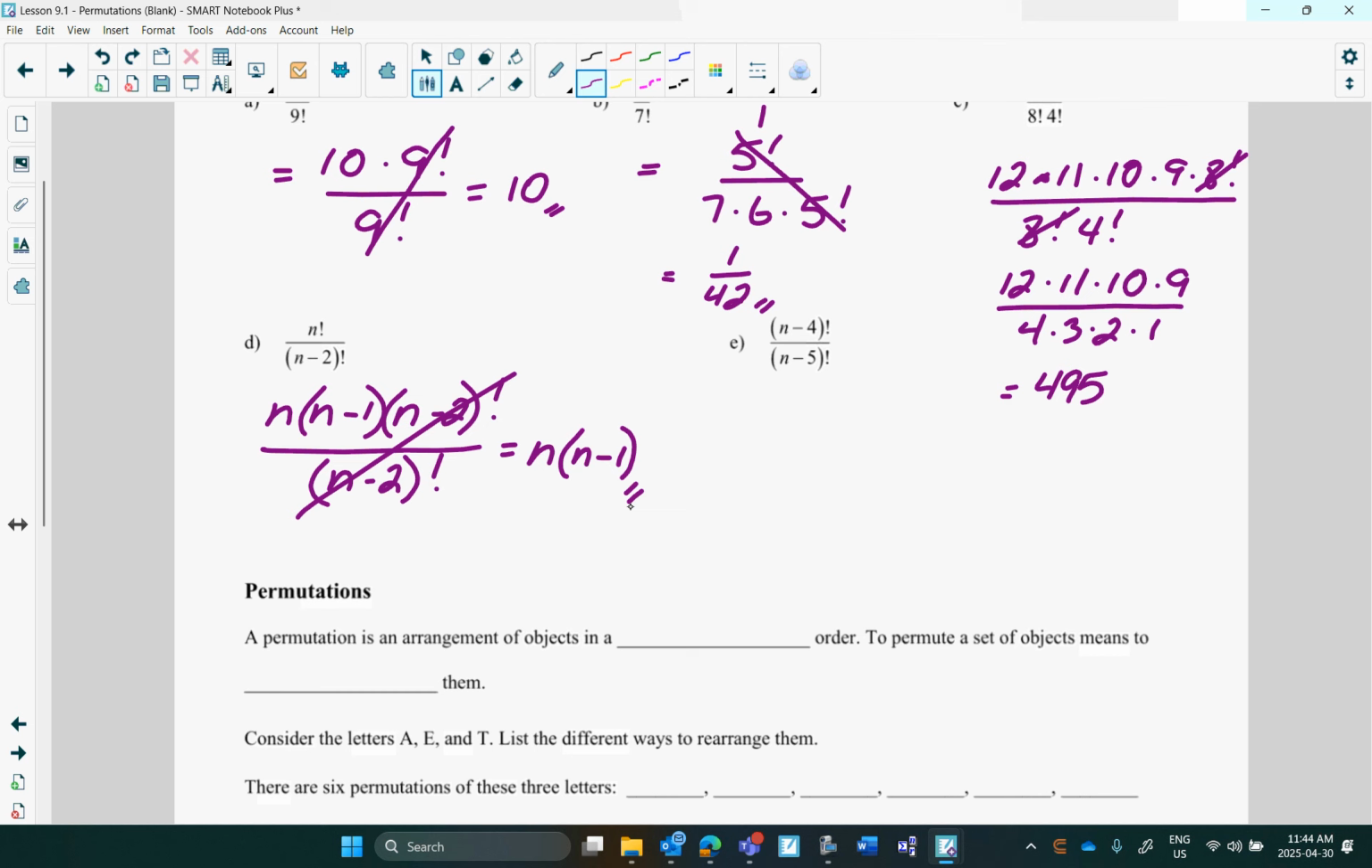Be careful with this one. What's the bigger one? N minus 4 is the bigger one, right? So for that, you got to go n minus 4 times n minus 5, which is 1 less. Matches the denominator. Stop. Cancel those two out, and you're left with n minus 4. So you can see where we can use these things.